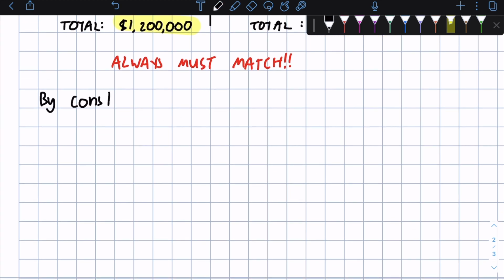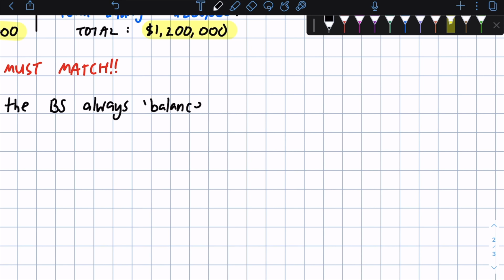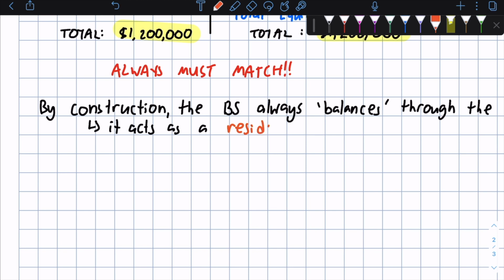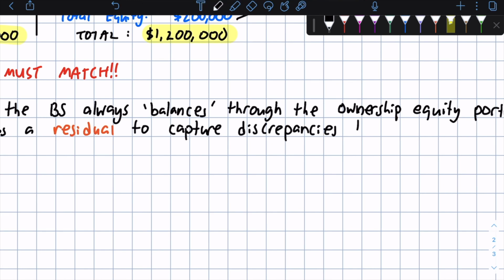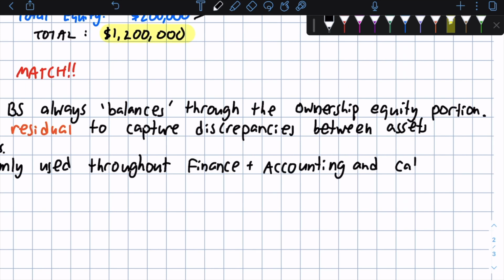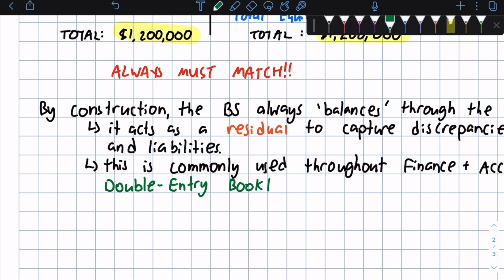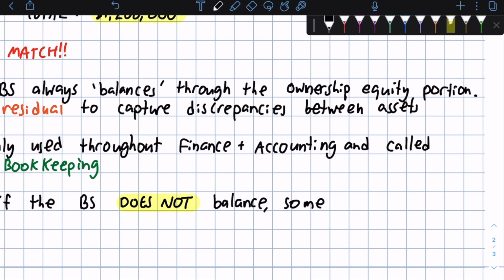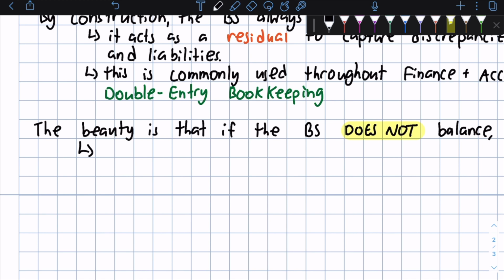In its construction, the balance sheet always balances, as we've talked about before, through the ownership equity portion. This also acts as a type of residual to capture discrepancies between assets and liability values. It's also commonly used throughout finance and accounting and is called double entry bookkeeping. And the beauty of this is that if the balance sheet doesn't balance, we know right away, and auditors also know, that something isn't right. It could be a mistake, or it could be fraudulent reporting.